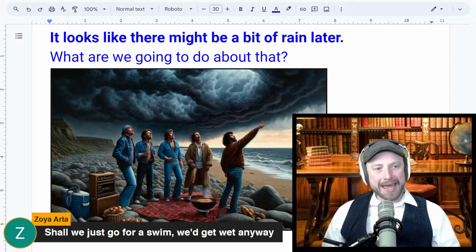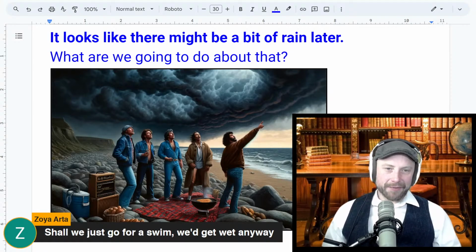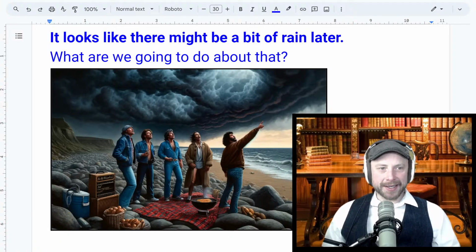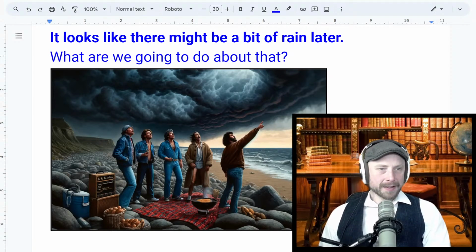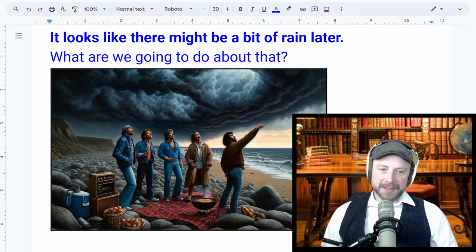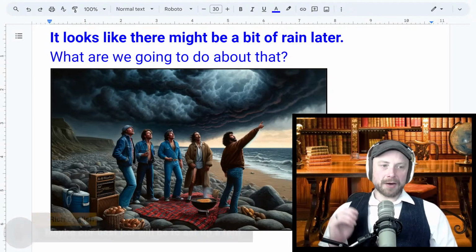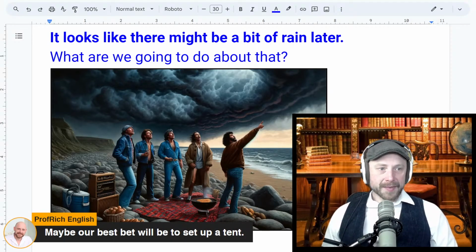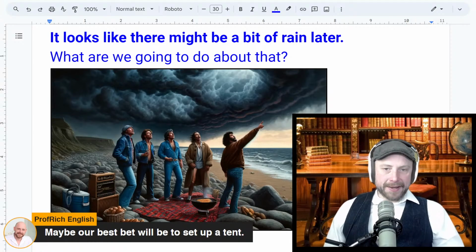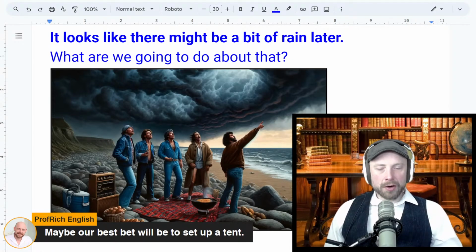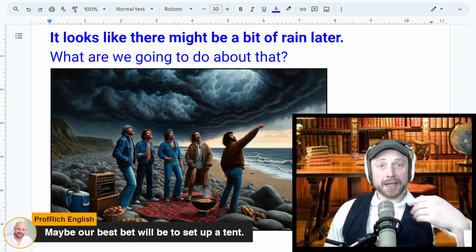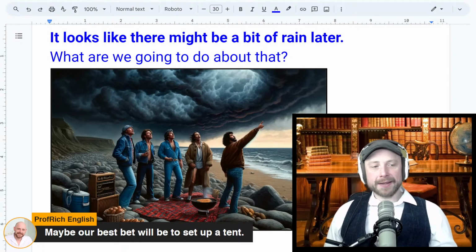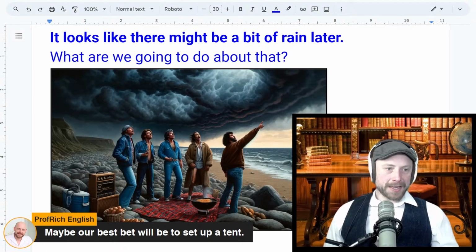And Julia says, our best bet. I think you need to look at that phrase again, Julia. Let me give you a correction here. I'm going to type a correction for you for that one. Maybe our best bet will be to set up a tent. Maybe our best bet will be to. Or our best bet will be. So with best bet, we often use the possessive pronoun and we say your best bet will be or our best bet. So it's our best bet or your best bet.